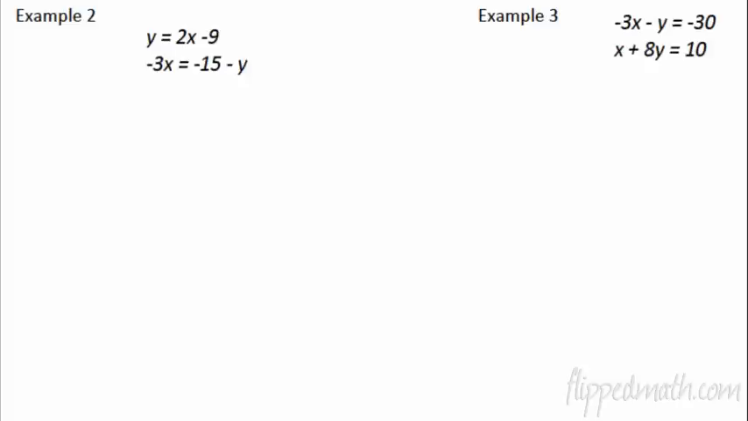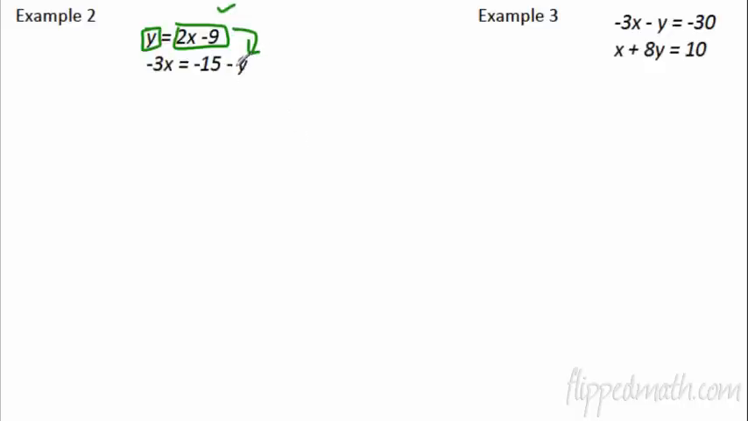All right, example 2. We have y equals 2x minus 9 and negative 3x equals blah, blah, blah. Doesn't matter because the first equation is already solved for y. So I'm going to put a little box around it. y equals 2x minus 9. In the other equation, instead of y, I'm going to put 2x minus 9. I don't have to solve either equation for a variable because it's already done for me. It's done in the first equation here. So I'm going to put that 2x minus 9 in for the y.